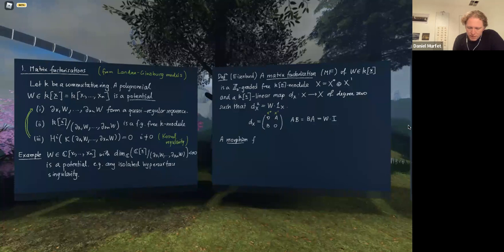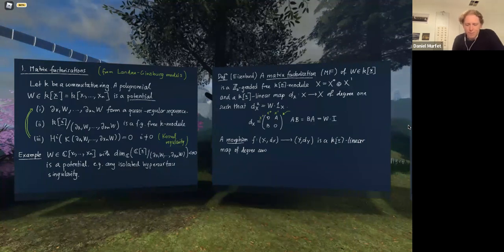A morphism of matrix factorizations is just something like a chain map. So it's a KX linear map of degree 0. Oh, I meant to say degree 1 here, right? If you look at this matrix here, it sends x1 to x0. It's an odd map or a degree 1 map. So a morphism is a kx linear map of degree 0 such that dyf is equal to f dx.